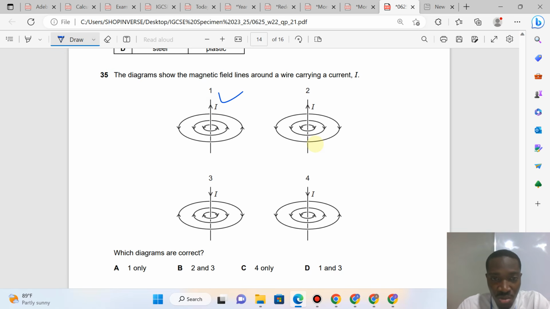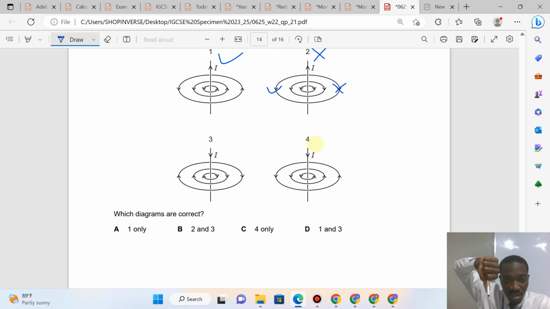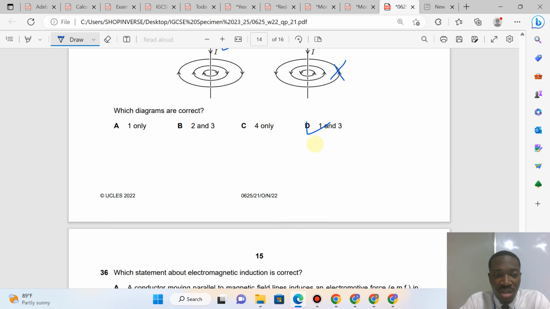Okay, number two, these arrows are correct, but these arrows are not correct. So that shows number two is not correct. Number three, okay, if you turn it the other way, upside down, number three is correct. Number four, you turn it upside down, number four is not correct because the direction of these arrows is very wrong. So one and three is the correct answer. That makes option D the correct answer to question 35.